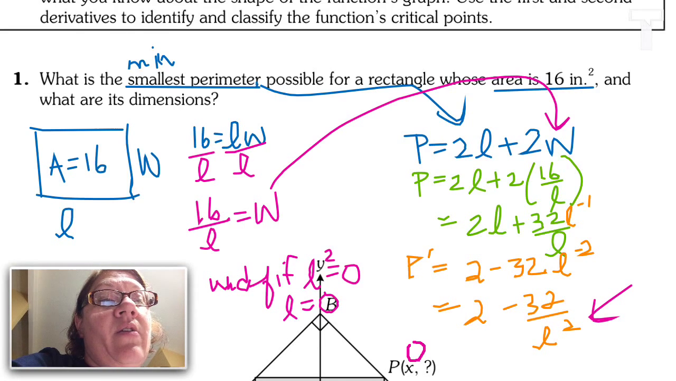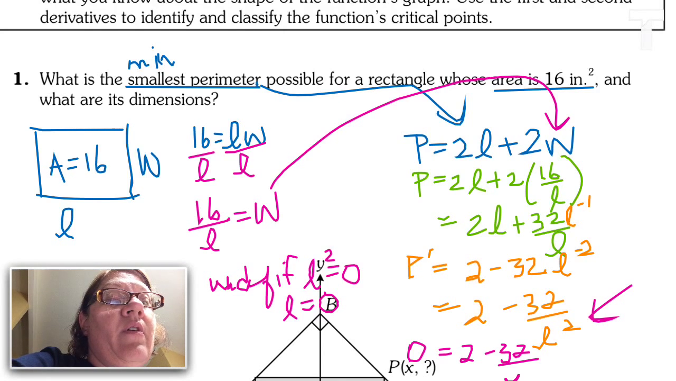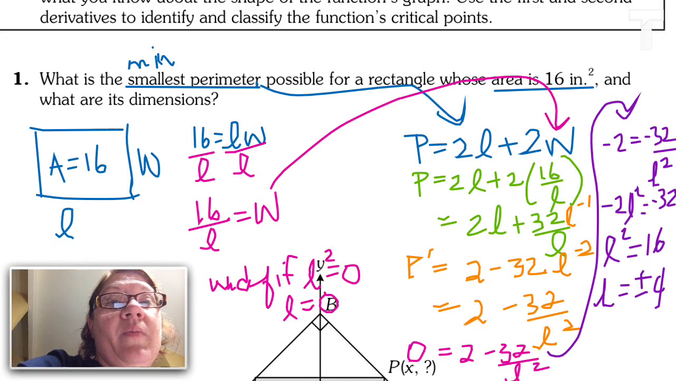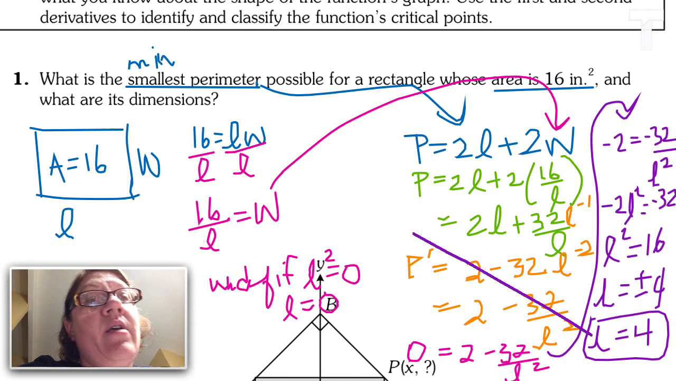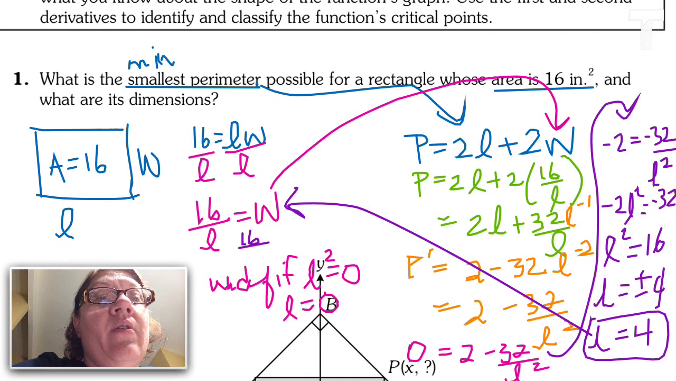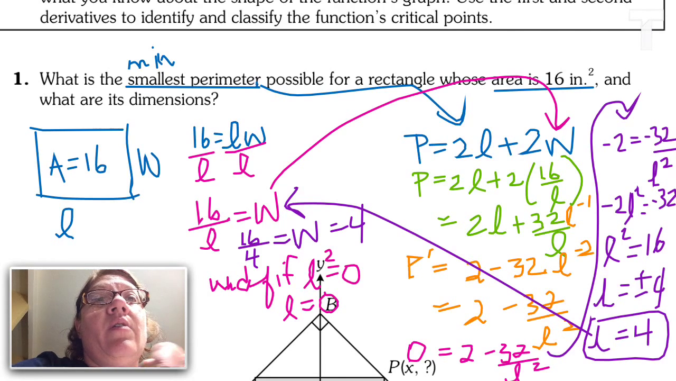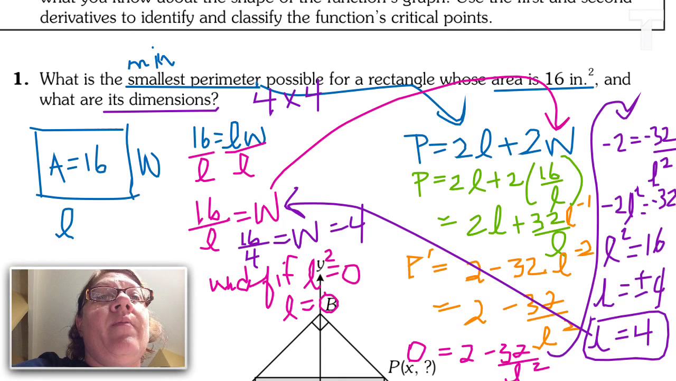So I'll set it equal to 0, that's the other version, and then I'm going to solve for L squared, and I'll get L equals plus or minus 4, but obviously my length can't be negative, so that's just going to be L equals 4, and then I can go all the way back to here, and now that I know L is 4, I end up with W. So the dimensions are 4 by 4.